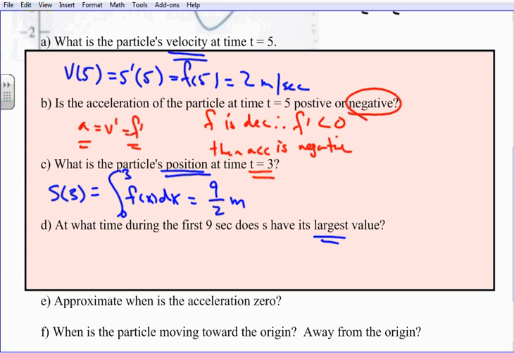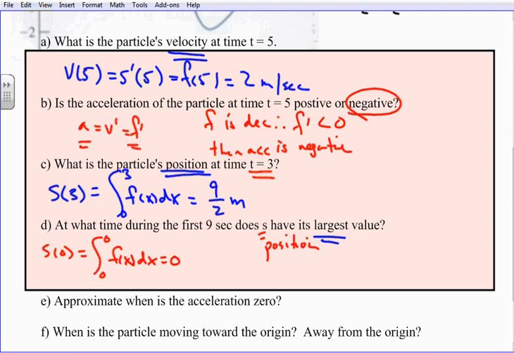Continuing on, at what time during the first 9 seconds does s have its largest value? Largest value. We're looking for s, so once again we're looking for position. So where is it the largest positive value? Well, we know that s of 0, the integral from 0 to 0 of f of x dx, is going to equal 0.